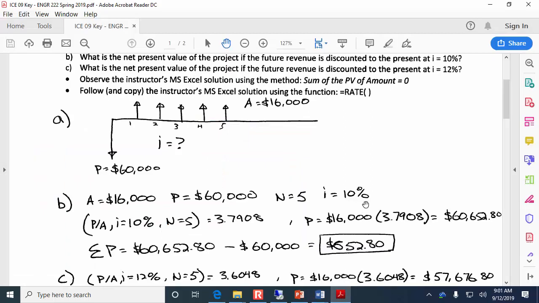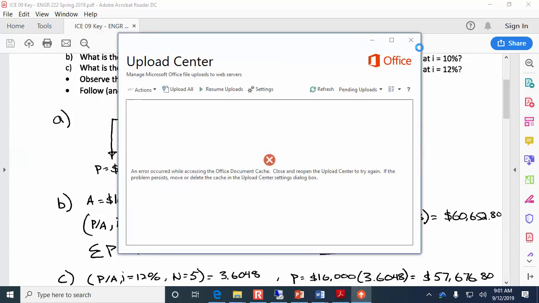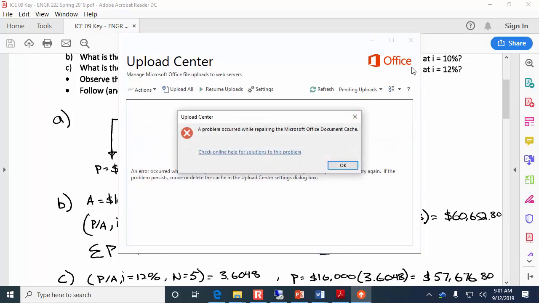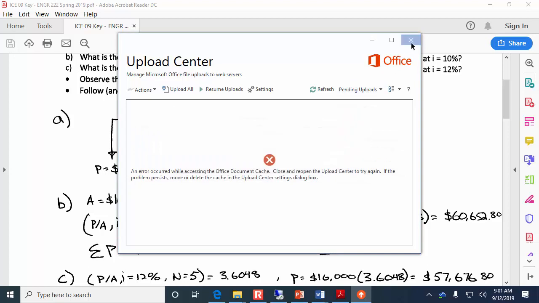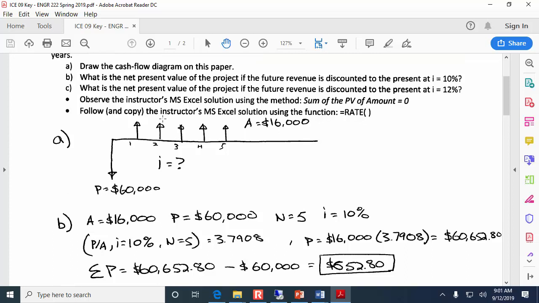All right, let's look at the solution here. Your cash flow diagram should look like an annual series. Boy, oh boy, I'm really trying to keep my cool today. Microsoft doesn't make it easy. All right, so you're paying $60,000 now in order to get $16,000 each year for 5 years. So that's a cash flow diagram.